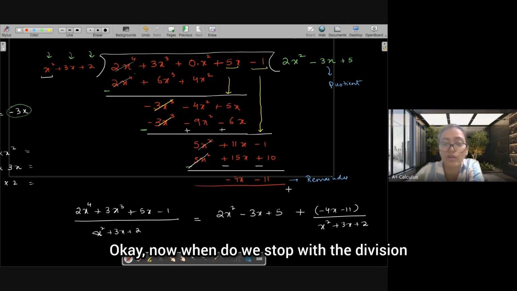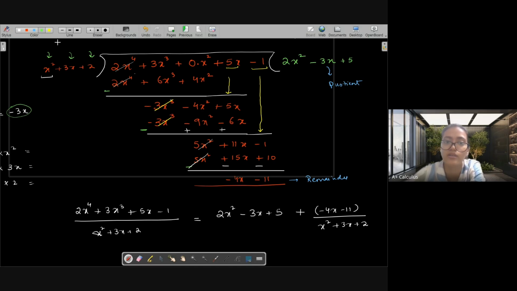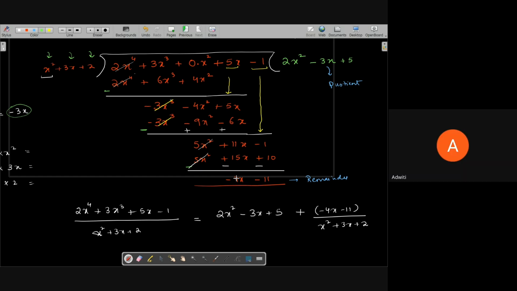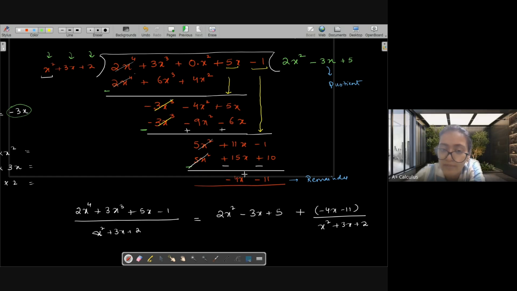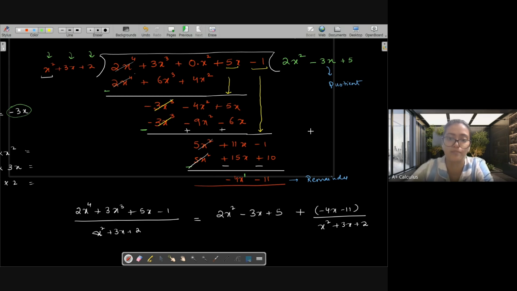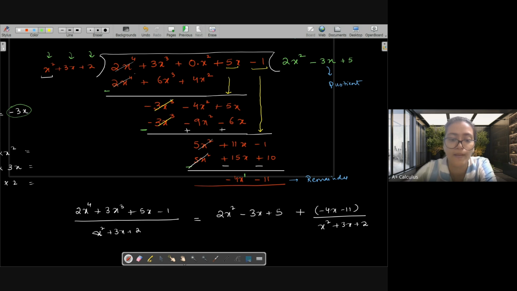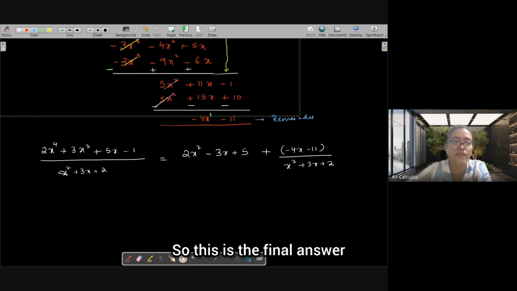Okay, now when do we stop with the division? When the degree of the dividend becomes smaller than the degree of the divisor. The degree of this polynomial is now 1, and the degree of the divisor is 2. So we cannot divide this polynomial by x squared plus 3x plus 2. In that situation, we will stop. And also we don't have any more digits to copy down. So this is the final answer.